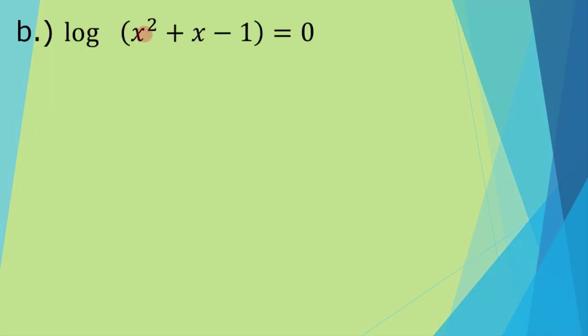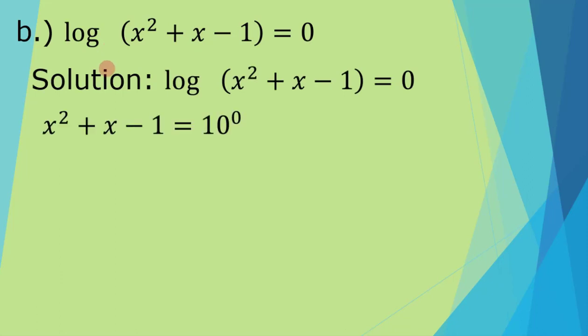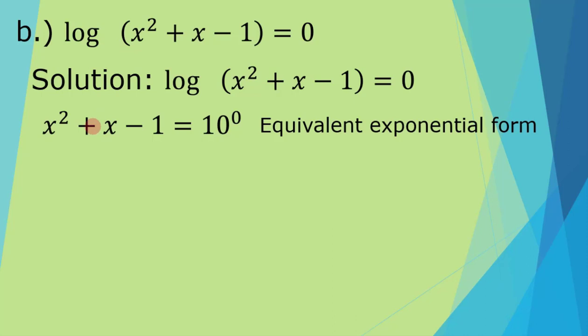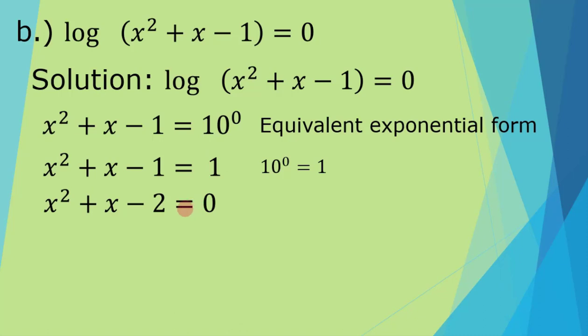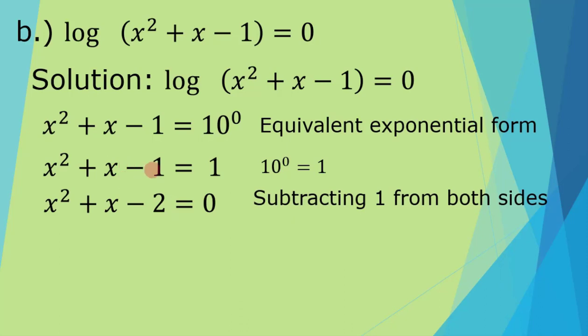For letter B, log of x squared plus x minus 1 equals 0. There is no base written, so it is understood to be base 10. Solution. We have here the equivalent exponential form. x squared plus x minus 1 is 10 raised to 0, or equals 1. So 10 raised to 0 equals 1. Next, we have x squared plus x minus 2 equals 0. Subtracting 1 from both sides of this equation to make the right-hand side of the equation 0.